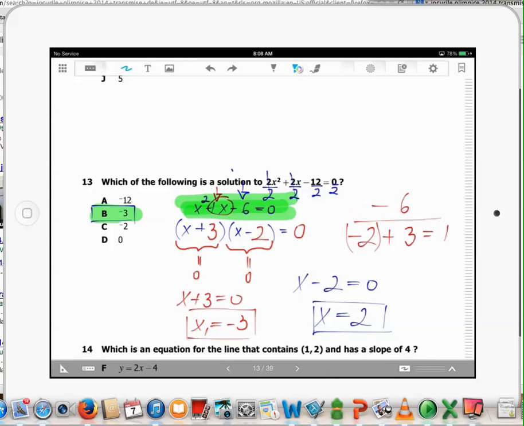C, negative 2. If x equals negative 2, you have x squared, negative 2 squared, which would be 4, plus x, which is negative 2. So 4 minus 2 would be 2, minus 6 is not going to be 0. Not good. If you check negative 3, you will find out that that's the answer. Just another way to solve it.